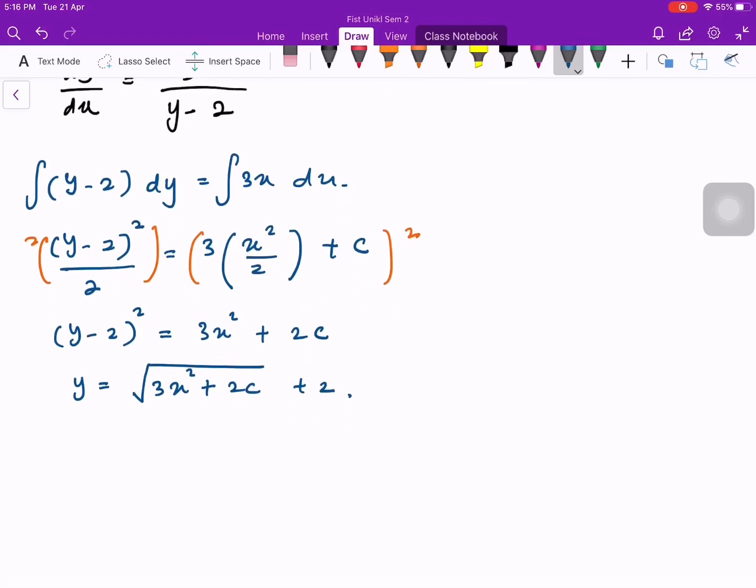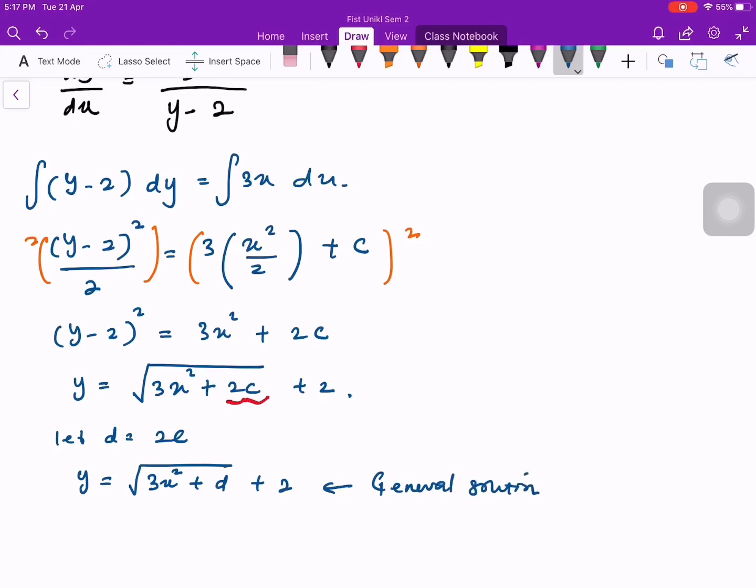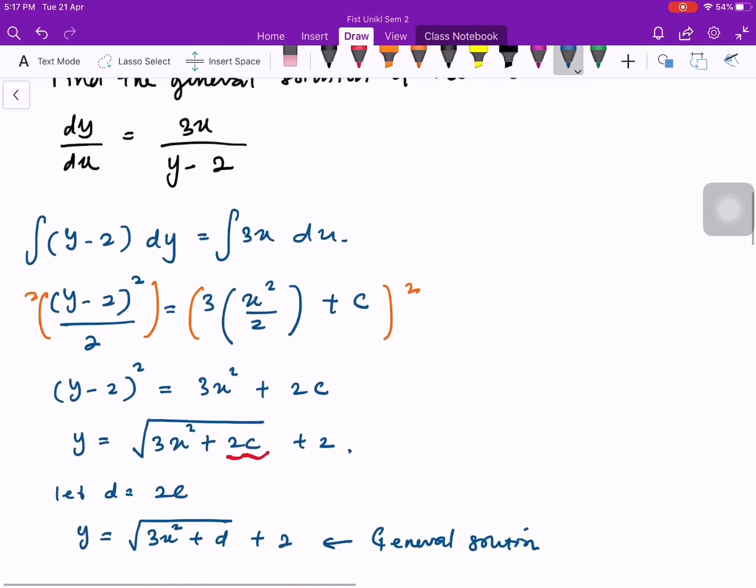And lastly for 2c, since this is actually an arbitrary constant, saya boleh tukarkan dekat sini. So let d equals to 2c, so this is also an arbitrary constant. So we are going to have y equals to surd 3x squared plus d, plus 2. So this is actually our general solution. Okay, general solutions of the differential equations of dy over dx equals to 3x over y minus 2.